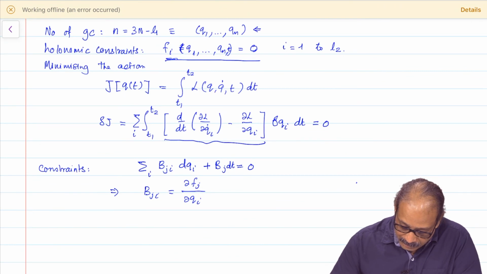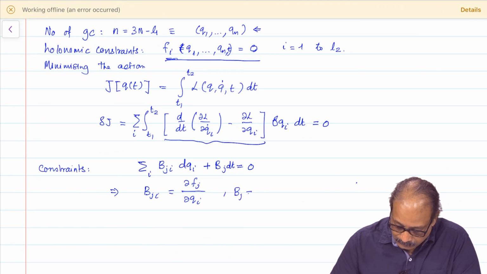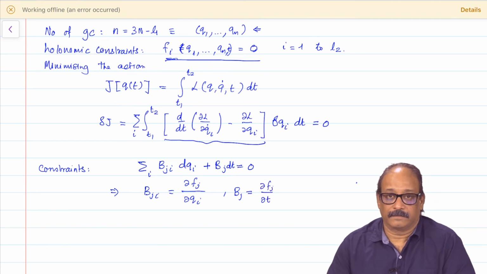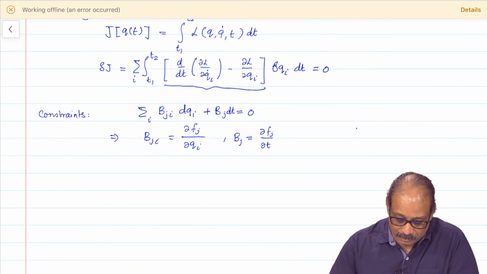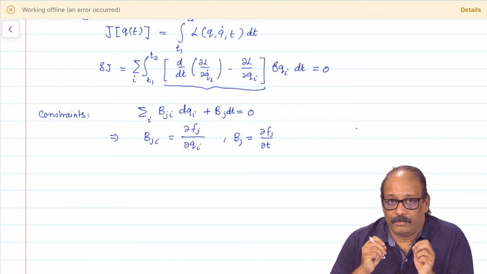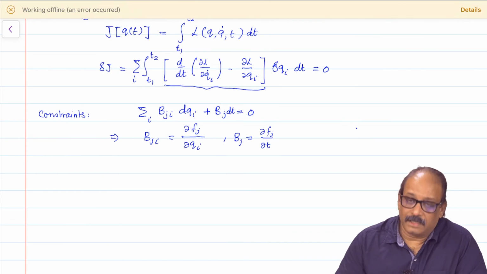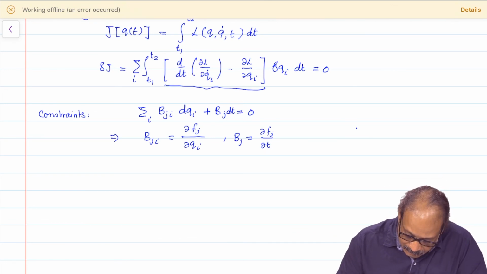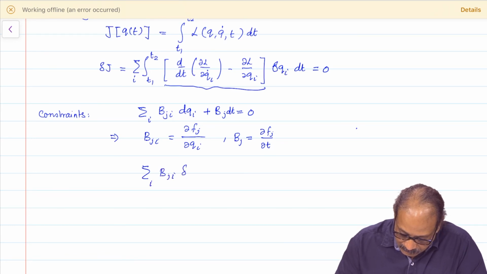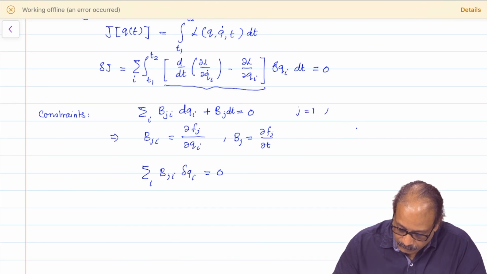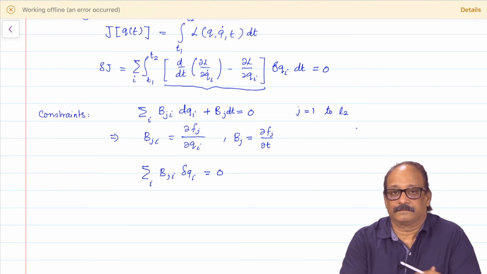And what must be bj? Bj must be equal to the partial derivative of fj with respect to t. And once we have this form, remember we want to use what we called a virtual displacement, not actual displacement. So, virtual displacements will satisfy which equation? Virtual displacements satisfy this equation: bji times delta qi must be equal to 0. And remember j goes from 1 to L2.